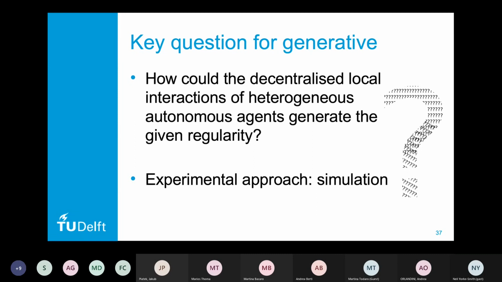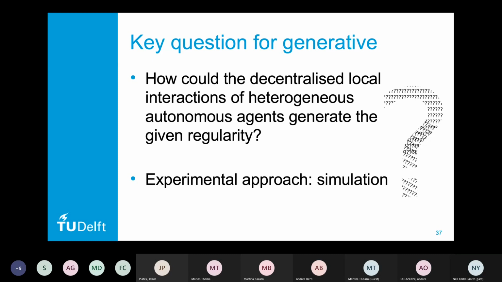Now, agent-based modeling asks, rather than top-down, remember, how could the decentralized, heterogeneous, autonomous agents generate the system? The approach here is not let's try and build the physics of the system. It is we're going to do simulation. It's a different philosophical approach to modeling.